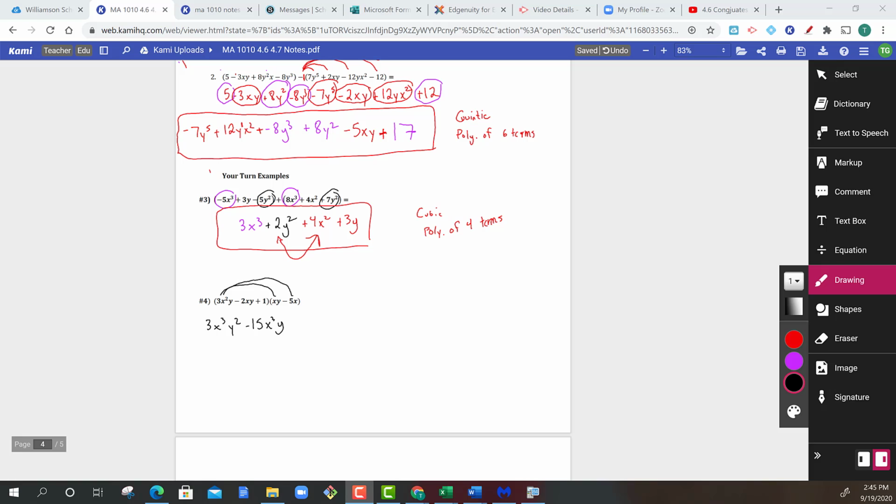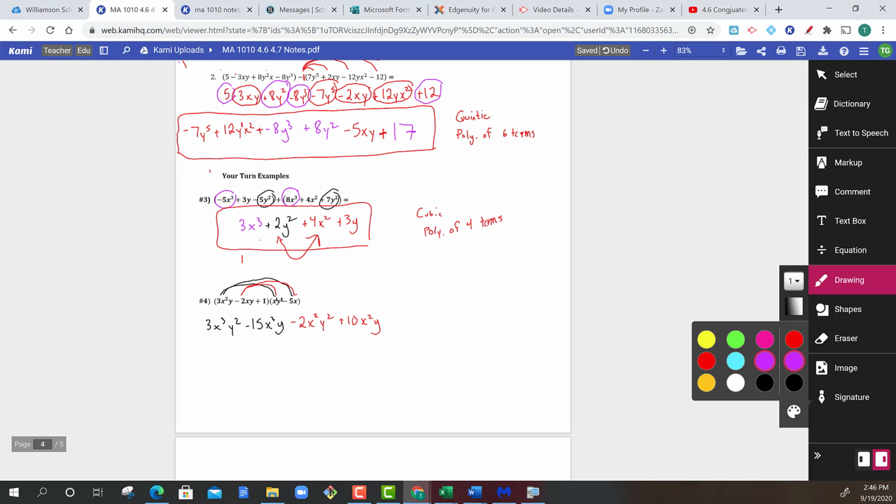At least that's the first part of the answer, so I multiplied 3x squared y times xy. So we add the exponents for the x's, and you add the exponents for the y's. And then I multiplied 3x squared y times negative 5x. I did the same thing with the exponents. Next, you should distribute the negative 2xy. So that's going to be negative 2x squared y squared. And negative 2xy times negative 5x is a positive 10x squared y.